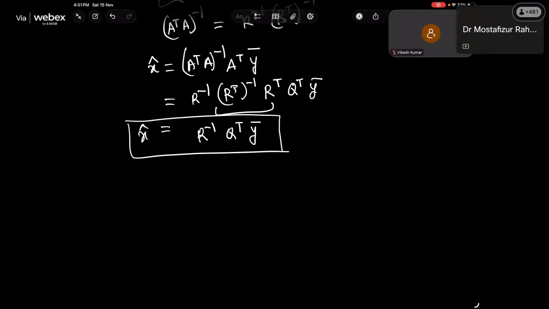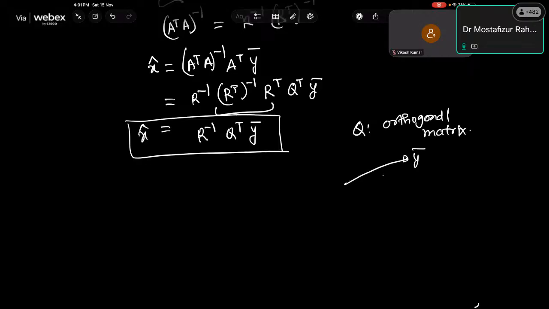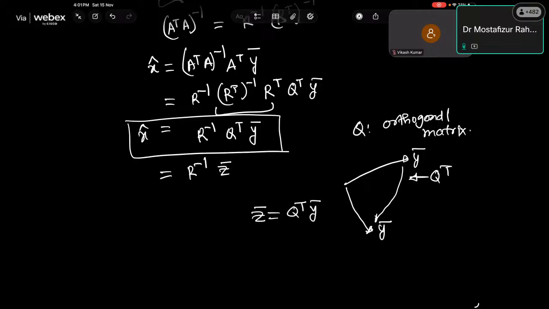Now, calculating exact. And this is just an orthogonal projection. Basically, Q is an orthogonal matrix. Suppose this is your y, and you are multiplying it with Q transpose. It is just converting this y to some other representation, such that y is represented with the basis of the column vectors of Q, which are orthonormal basis sets. So this is similar to R inverse, say this is the z vector, where z vector equals Q transpose y bar.